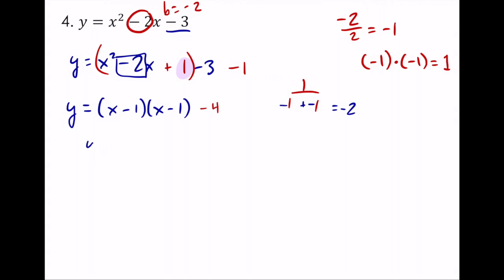And then now we can simplify. So y is equal to (x - 1) squared. We shortened it. And we have that minus 4. We can't forget that. And there is our answer from completing the square.